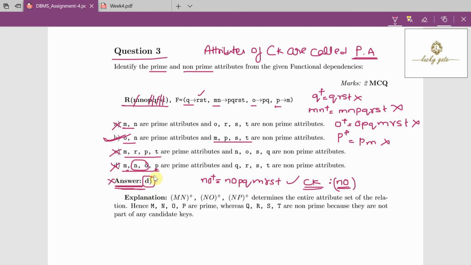It is incorrect. I will tell you why it is incorrect, friends. Here what is given, MN plus, NO plus, NP plus determines the entire attribute set. Anyhow, we proved that NO closure contains all attributes. Friends, check for MN closure. What is MN closure? MN. With MN, what you can get? P, Q, R, S, T. Right? With P, we will get M. With Q, R, S, T already there. Friends, observe, does MN closure contain O? No. So MN is not a key. That's why this explanation is wrong. So we reported and the NPTEL team corrected. So this is a wrong option provided. So the answer for the question is option B.